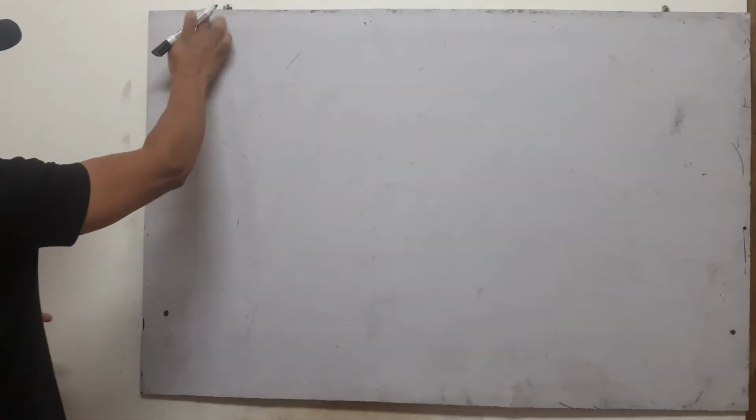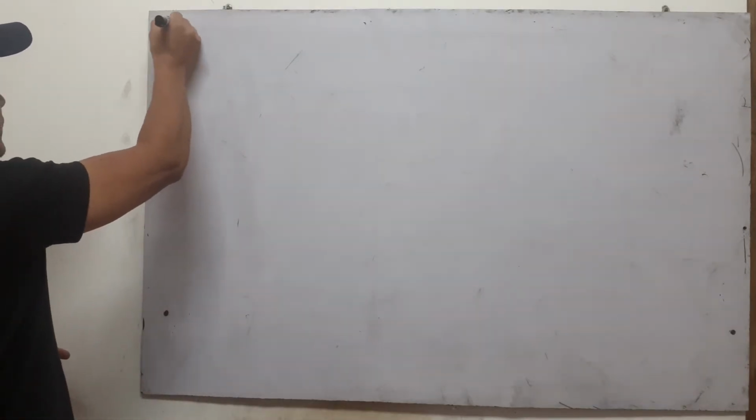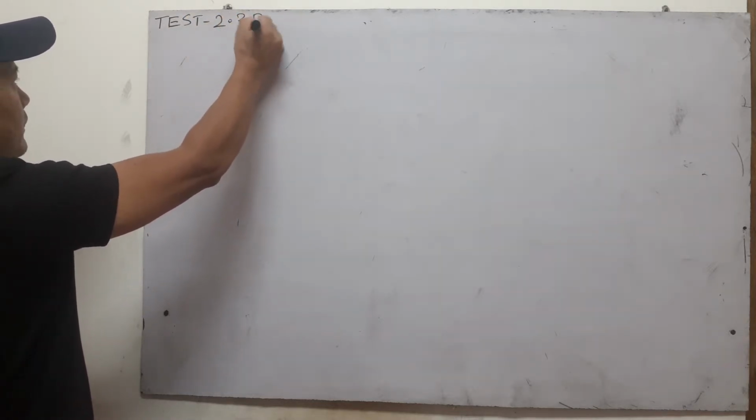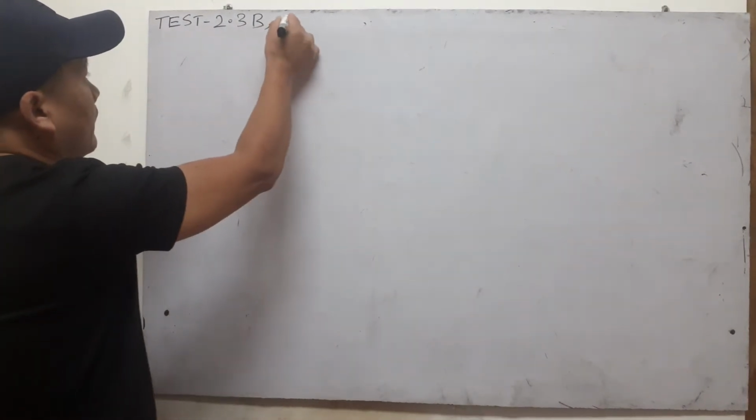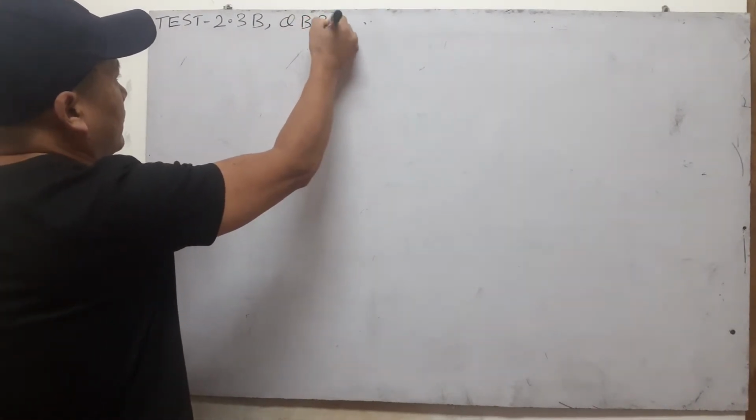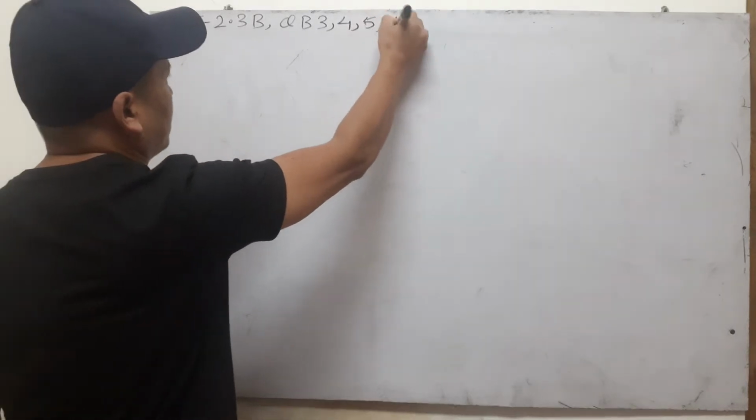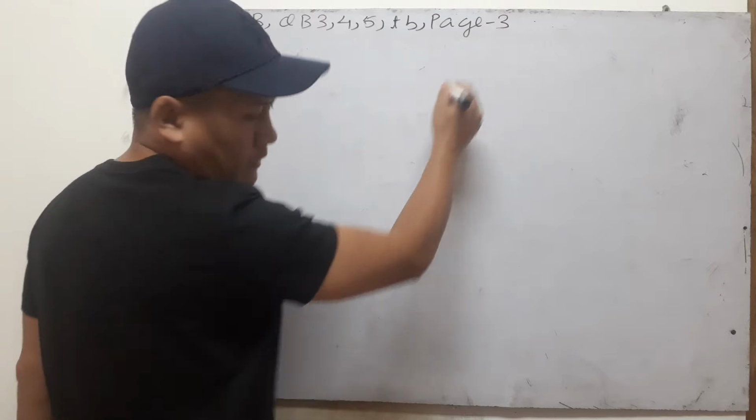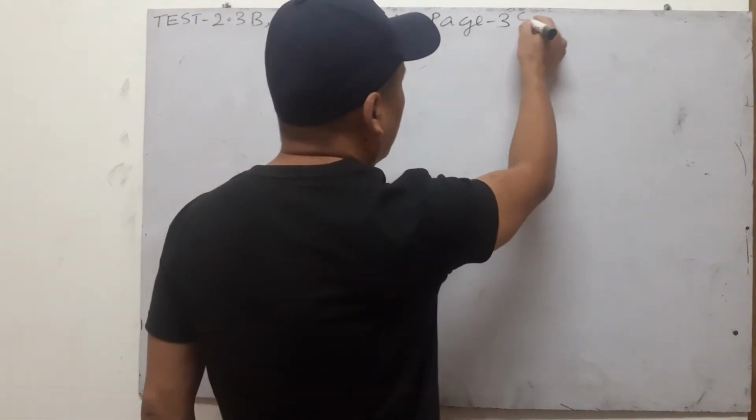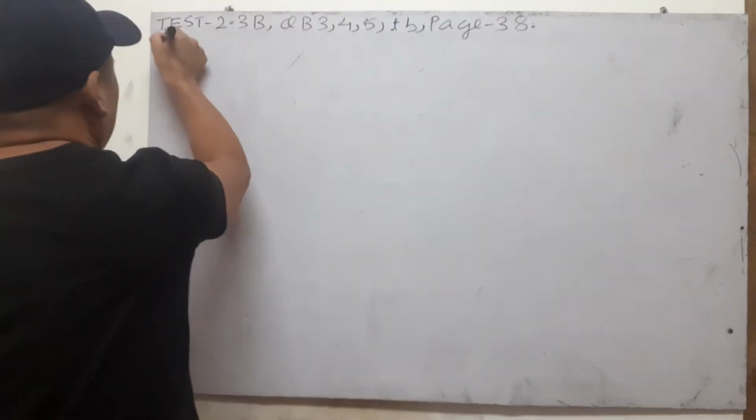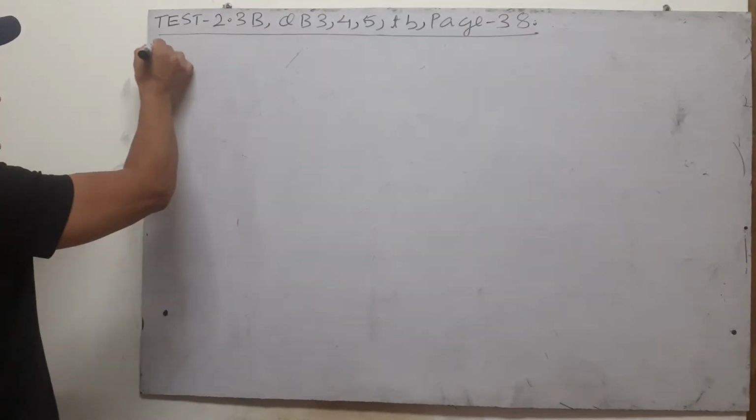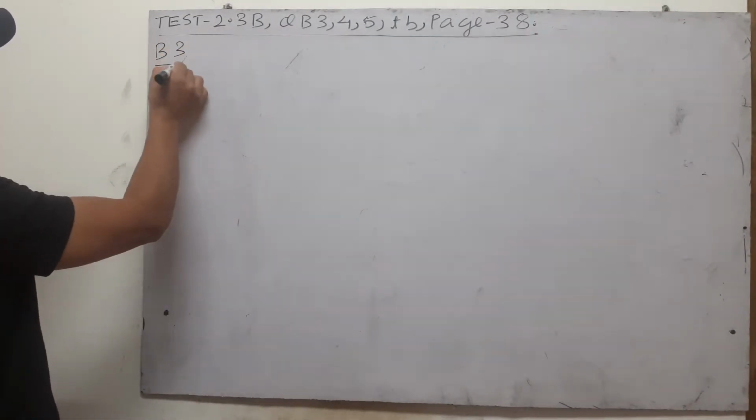Okay, so we'll do this test here. Write it down along with me. Test-2.3B, I think. Okay. Question B, 3, 4, and 5. This we'll find on textbook page 38, I believe. Yes, 38. So write the portion along with me. Go to page 38 of your textbook, and let's start with B3.